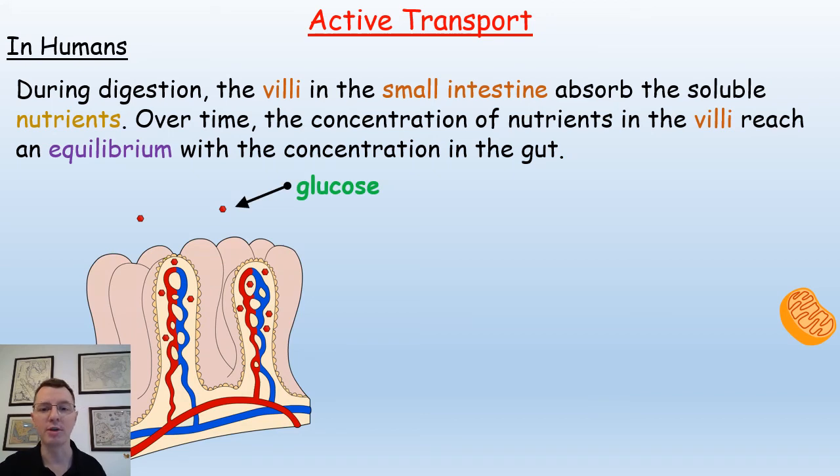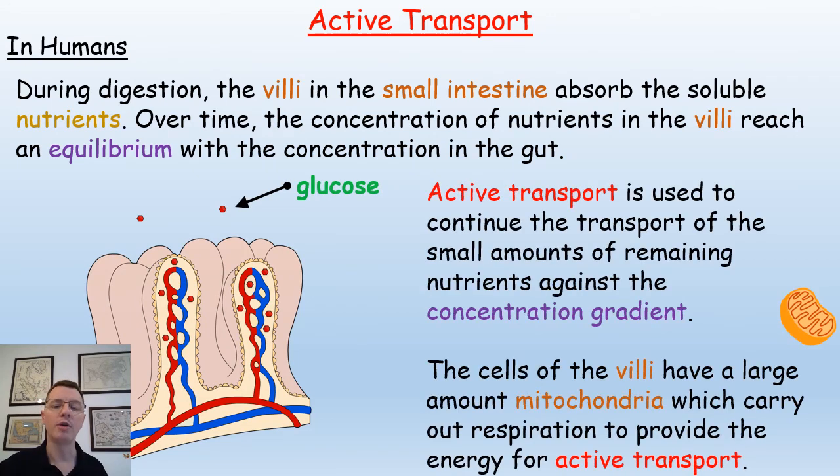So during digestion, the small intestine absorbs the soluble nutrients, but over time they reach equilibrium. So active transport is used to continue the transport of the small amounts of remaining nutrients against their concentration gradient. And the cells of the villi have a large amount of mitochondria, which will provide the energy for those transport proteins to change their shape and move and allow active transport to happen.